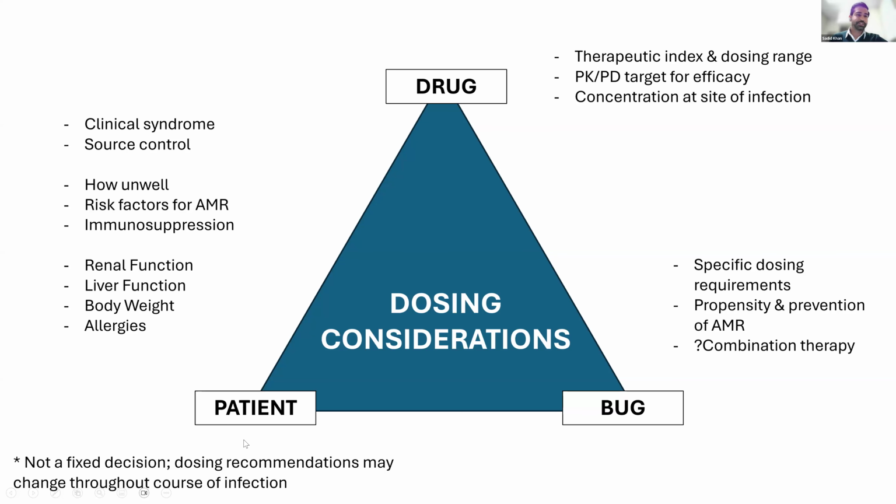And a number of important patient factors: what's the syndrome? Have I had source control, or the adequacy of source control? How sick are they? The risk factors for AMR, immunosuppression, as we talked about, modifying a spectrum of antimicrobials. These things routinely affect dosing directly and choice of antimicrobials. And importantly, it's not a fixed decision. The dose I might recommend in the first 48, 72 hours of an acutely septic patient is different to what might be relevant a week later, after the patient has stabilized, source control has been achieved, etc.